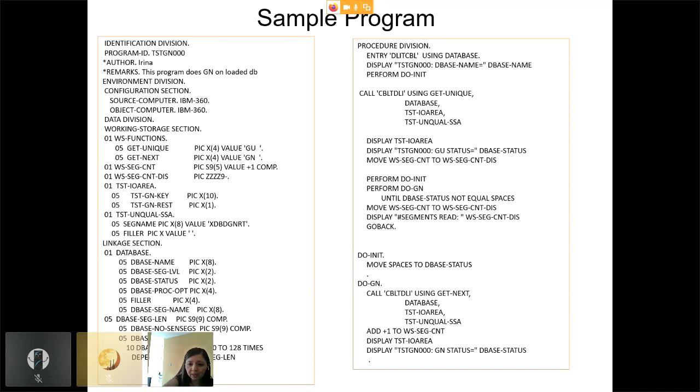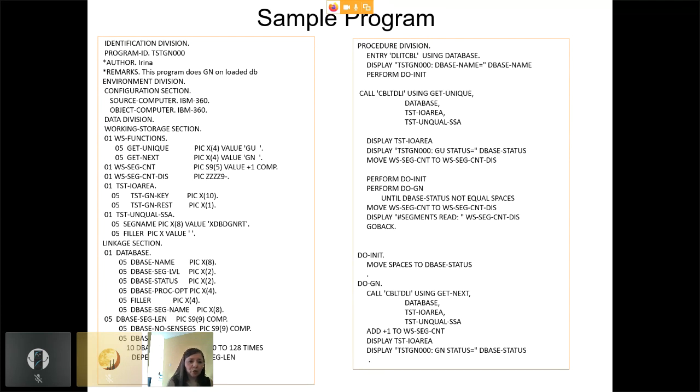For get next, you'll see it's again COBOL to DLI. The function is get next. The PCB is the database that's being passed to the program. And the data will go into the IO area using an unqualified SSA. At the end of the program, I'm going to display how many segments I've read, and I'm done.